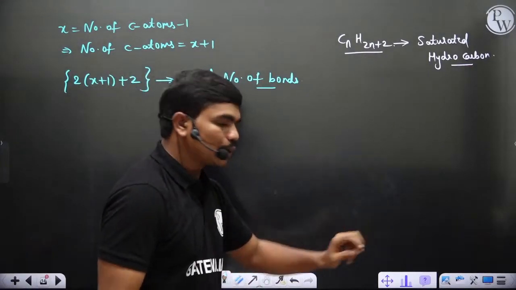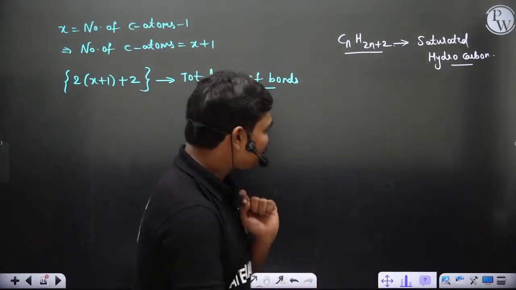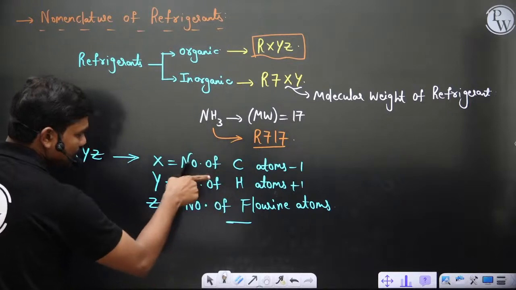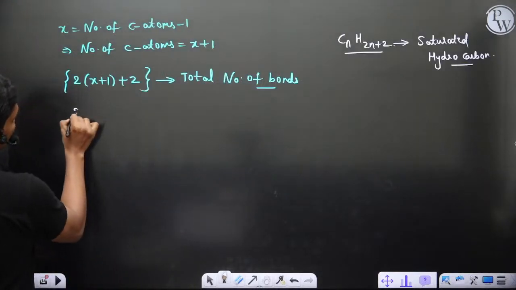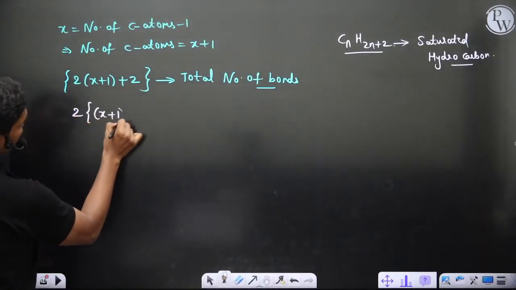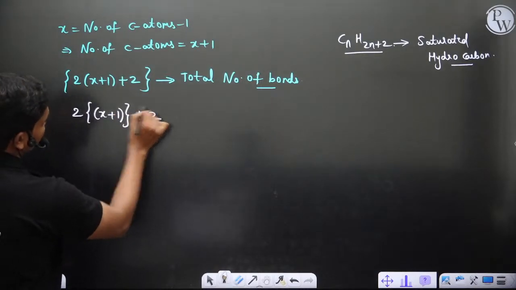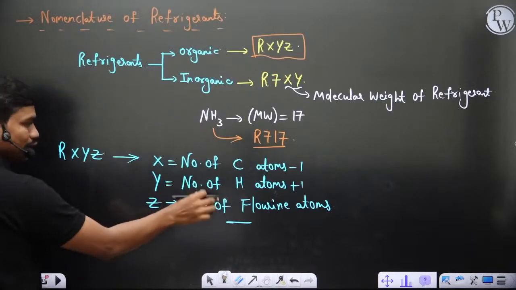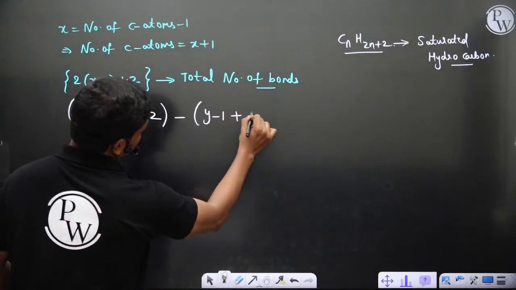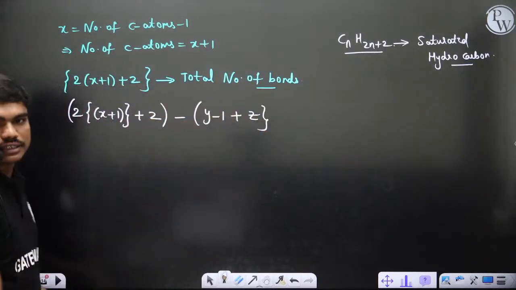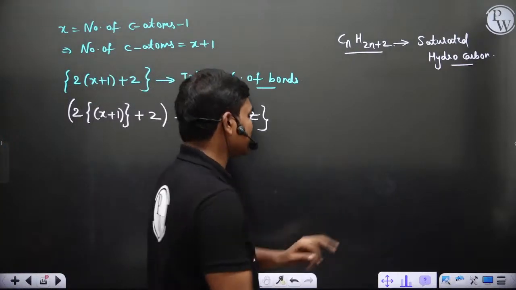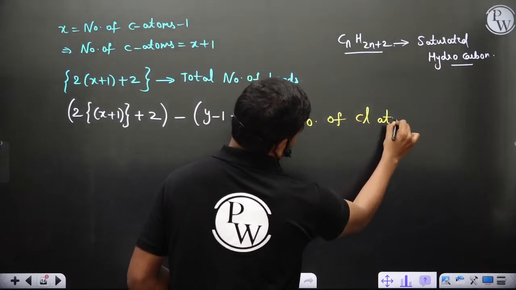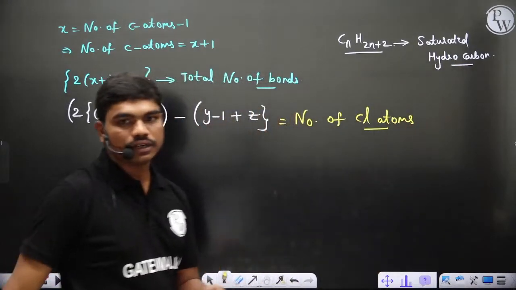But out of this 2 times of x plus 1 plus 2 bonds, if y is number of hydrogen atoms plus 1, number of hydrogen atoms is equal to y minus 1. Okay, so 2 times of x plus 1 plus 2 minus y minus 1, because this y minus 1 corresponds to number of hydrogen atoms, plus z. Let's say if there is some difference for this, then definitely this difference is nothing but number of chlorine atoms. Chlorine atoms. Understood how we are doing this?